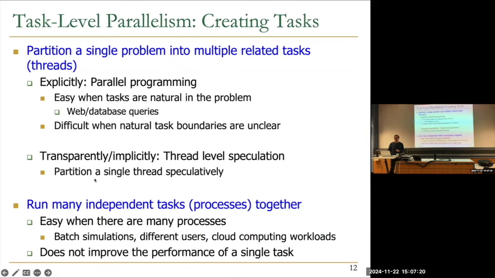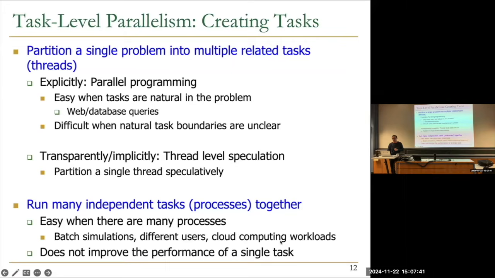The easier part is especially when you have independent tasks that are already there. For example, you have different users, tasks from different users, tasks from different simulations. You do the same simulation for 1 million different workloads, right? You're designing a processor and you want to simulate the different effects.